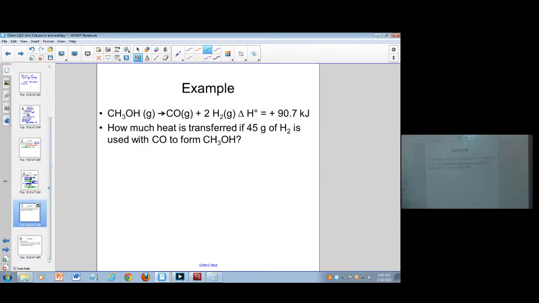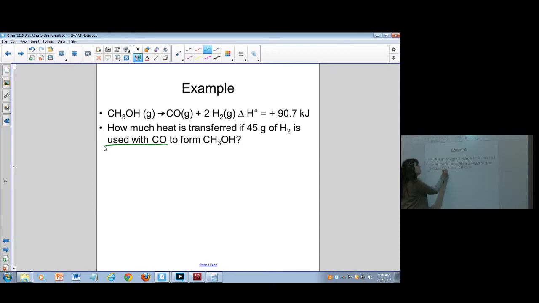All right, so let's now look at a little bit different setup. Now we still are back to the same reaction that we were given just a minute ago. But you need to read reactions, okay? The question says, how much heat is transferred if 45 grams of H2 is used to form methanol? So actually what we've done here is turn this reaction completely around, and instead we'll have CO plus 2H2 forms methanol.